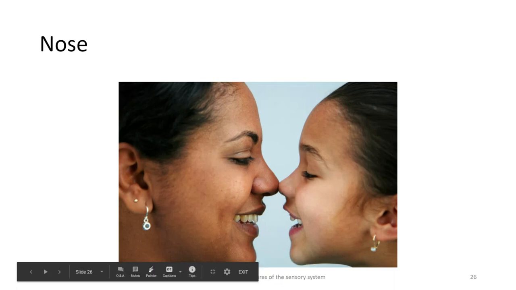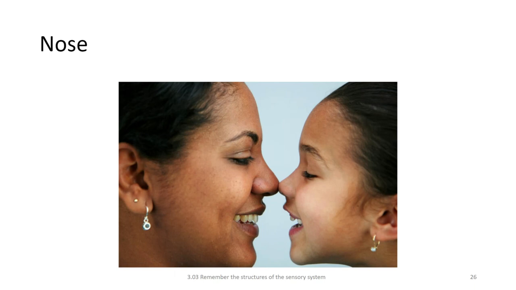Okay, guys, so we're going to finish the sensory system structures and functions today. Yesterday we went through eyes and ears, and I'm not going to lie to you, those are the most complicated of the five. So today we're just going to touch a little bit on the other three.